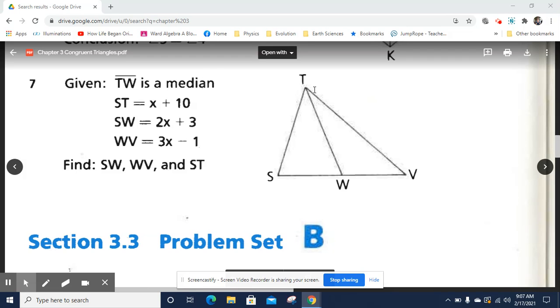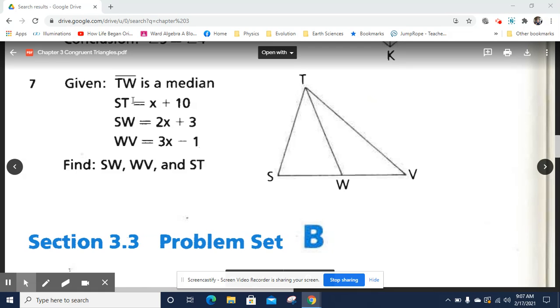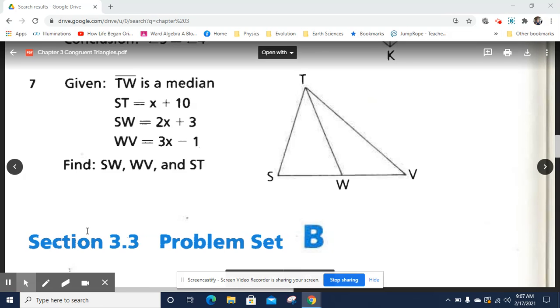TW, this segment here, is a median for this triangle. And we've been given some algebraic expressions that equal the measures of certain segments. And we've been asked to find the measures of SW, WV, and ST. Well, here's the key to this. The key to this is to remember what a median is.